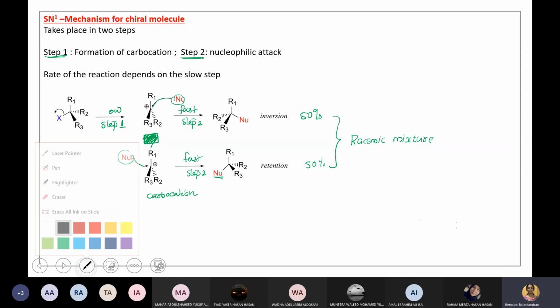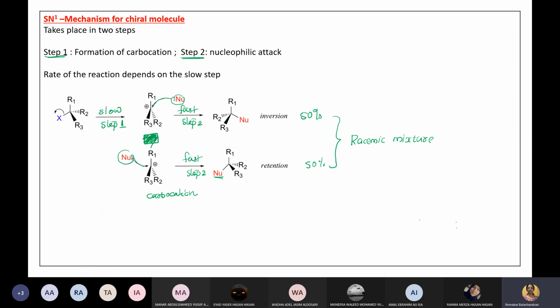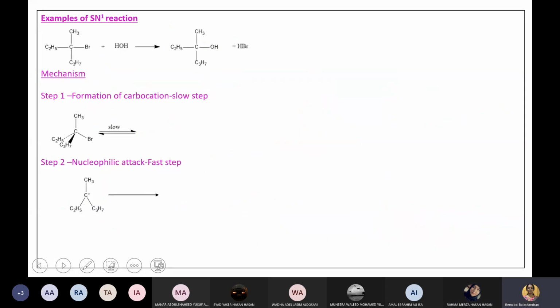Okay, we have time. No questions, right? Look at this one. This is an example. This is tertiary. Can you see tertiary? This is chiral because all groups are different. Water is a weak nucleophile, okay? OH minus is strong and CN minus is strong. This is a weak nucleophile. So H and Br form a molecule of HBr and you get an alcohol.